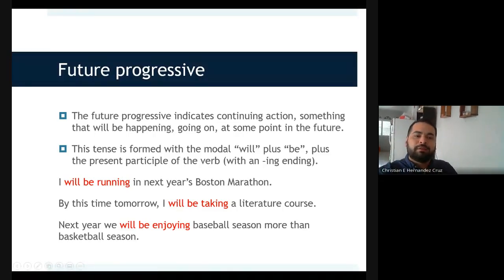Okay? You could conjugate all these sentences by removing be and removing ing, and it would be the simple future. And of course, you could take a simple future tense and add be and then add ing to the main verb, and you could make a future progressive sentence.